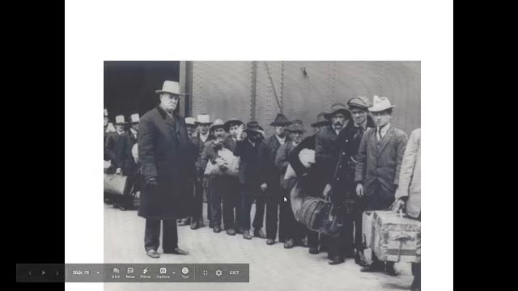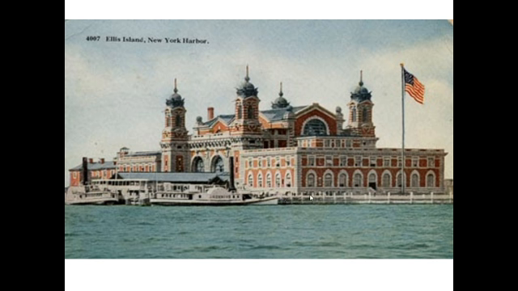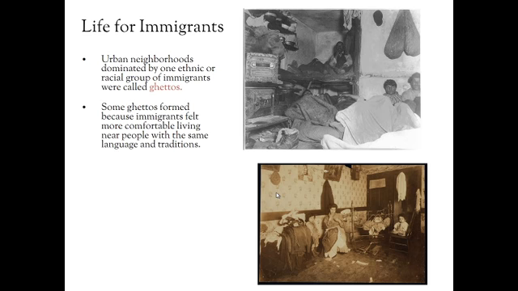Okay, here are immigrants in line. Okay, here's a bad picture of Ellis Island. Okay, here is the life that some immigrants lived, what it was like.